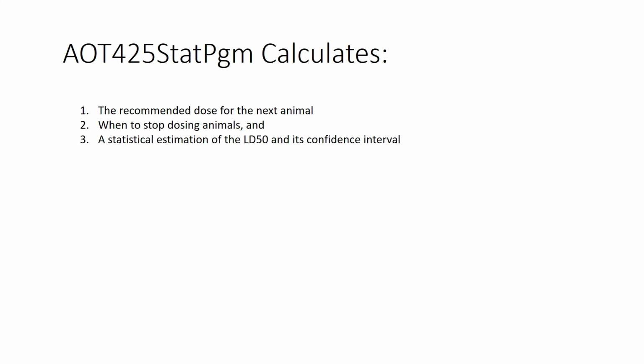Before installation of the software, we will learn how to install this AOT425 software. We will see why we are using this and what the features of this software are. In this software, it recommends what dose we have to choose for the next animal, second, when we have to stop the experiment, and lastly, what the confidence interval level for the LD50 dose is. So what is the statistical significance of that dose level while we are calculating the LD50.